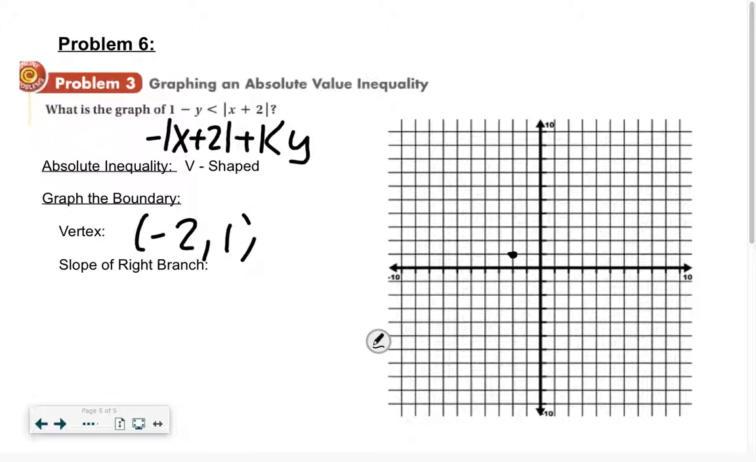Our slope on the right is what? We know it's negative. What's the number out front if there's nothing there? 1. So we're going down 1, right 1, and then down 1, left 1. And then we said we want it dashed.